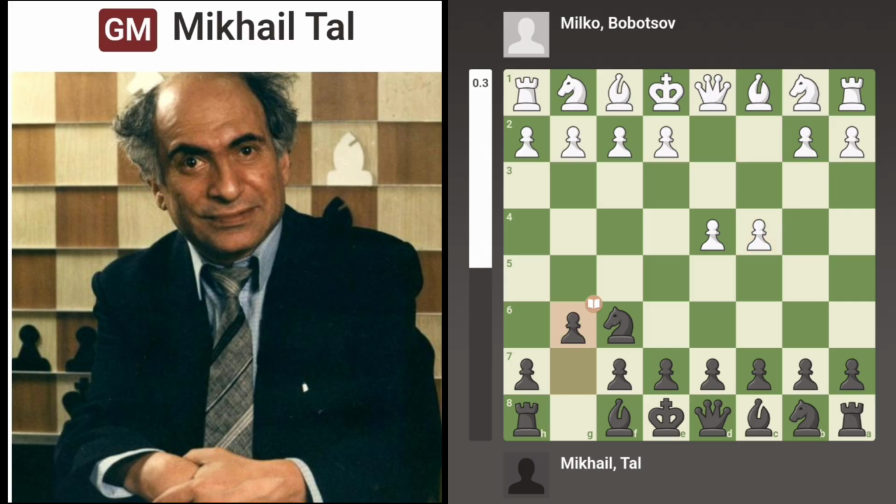The King's Indian Defense prepares to develop the bishop to g7, allowing white to build up a strong center which black will later try to undermine.